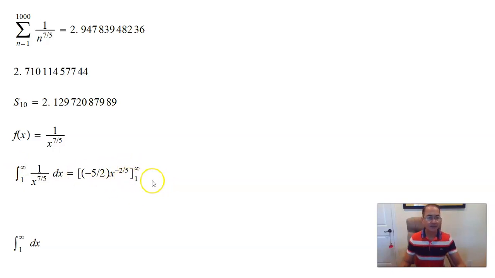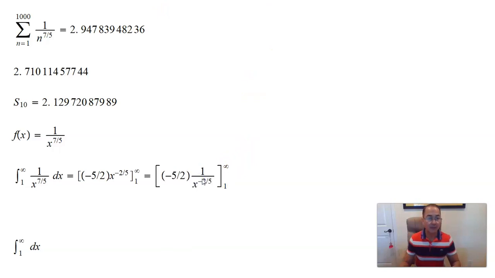What about infinity? So this is really 1 over x to the power positive 2/5. So maybe let's change this to a reciprocal. 1 over x to the power positive 2/5. Okay, now we can see what's going on. As x gets bigger and bigger, going to positive infinity, 1 over x to the 2/5 is getting smaller and smaller. Right? So what's going to happen? At infinity, that's going to 0.